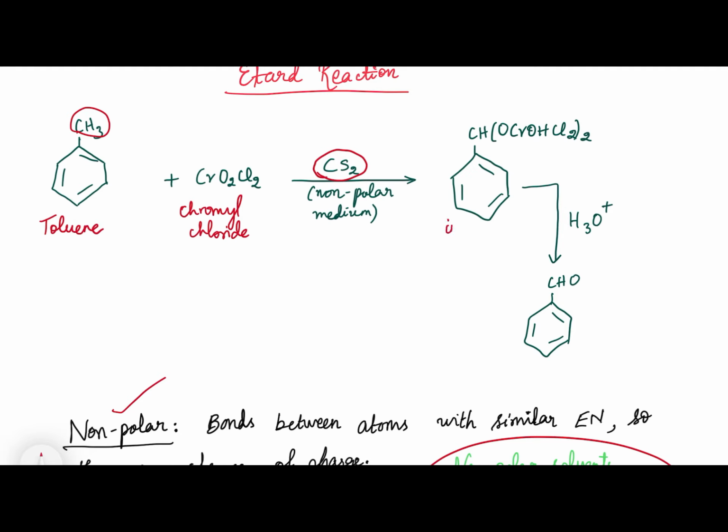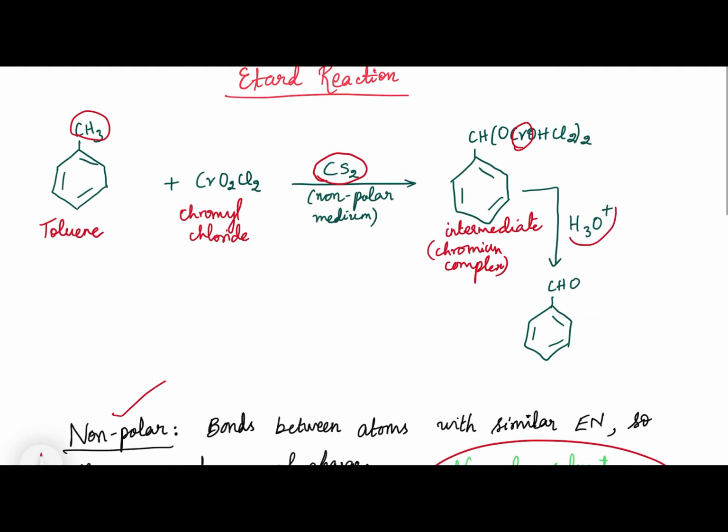And this is going to form an intermediate. No need to remember this intermediate. This intermediate you can just refer to as a chromium complex, right? It is a chromium complex. It has chromium and it is a complex. This is unstable, and so when you are going to add water, the proton is going to act, H3O plus is going to act, and you are going to get benzaldehyde.